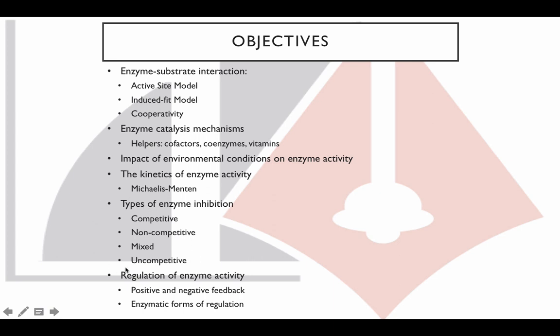We'll discuss the 4 types of inhibition that you need to know for the MCAT, and we'll look at Lineweaver-Burk plots as well for each of those. And we'll end with talking about some other mechanisms of regulating enzyme activity, so positive and negative feedback, as well as a few enzymatic forms of regulation.